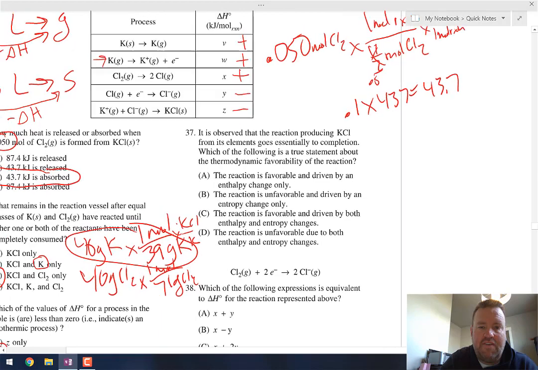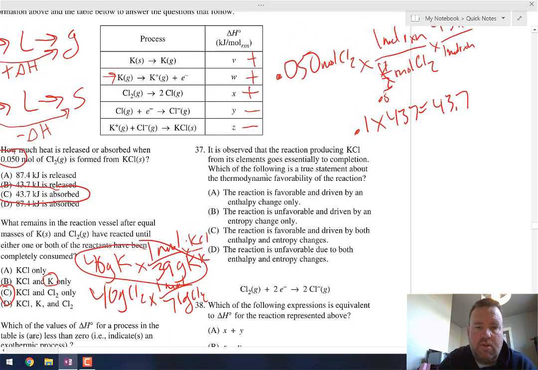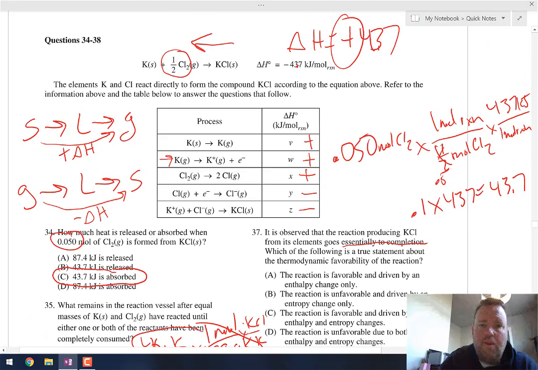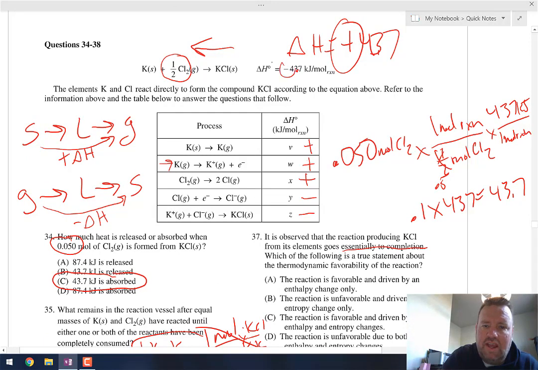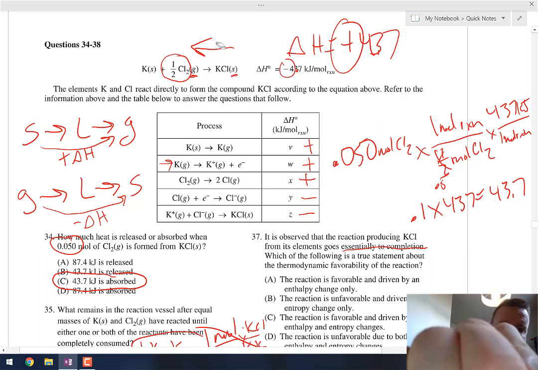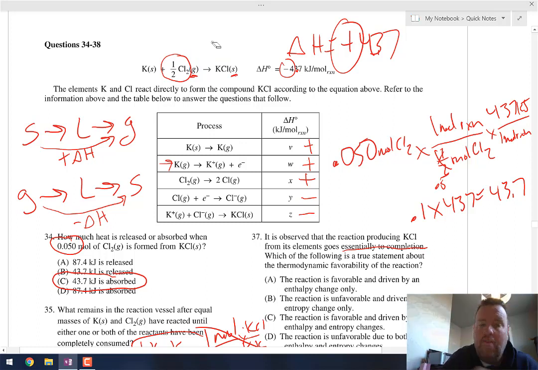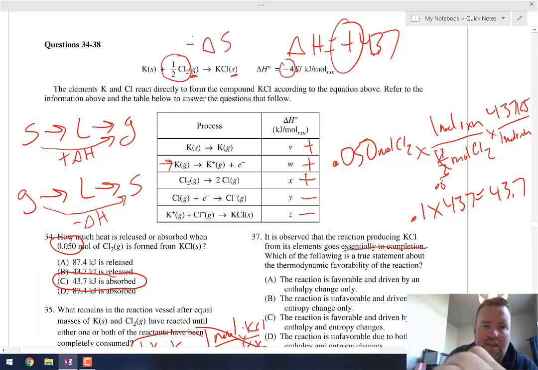Okay, number 37. It's observed that the reaction producing potassium chloride from its elements goes essentially to completion. Which of the following is a true statement about the thermodynamic favorability of the reaction? So it goes essentially to completion. Now up here we can see that delta H is a negative value, and you're going from a solid and a gas to just a solid. In terms of entropy, that's becoming a much more ordered process, so you're going from a gas to a solid, which makes delta S a negative value.